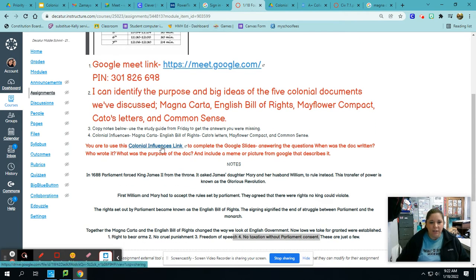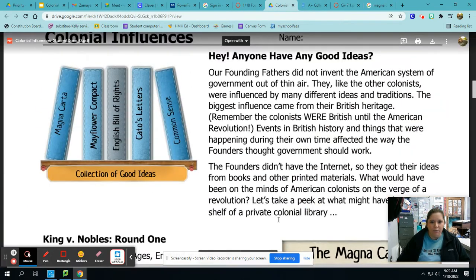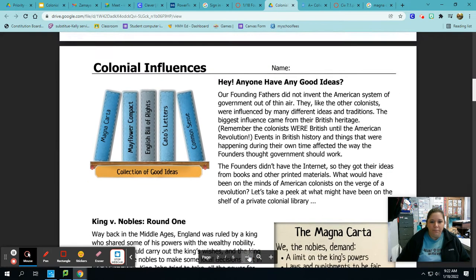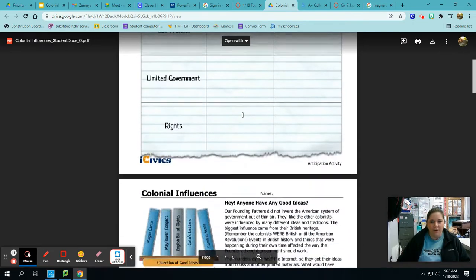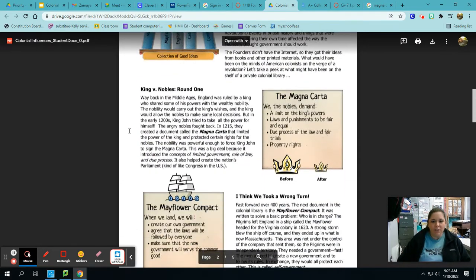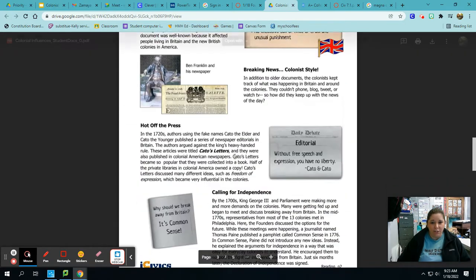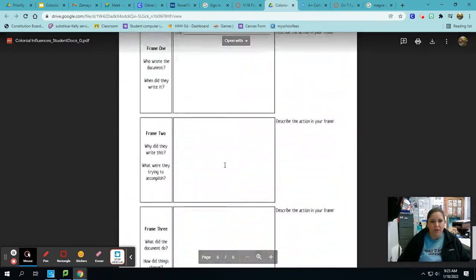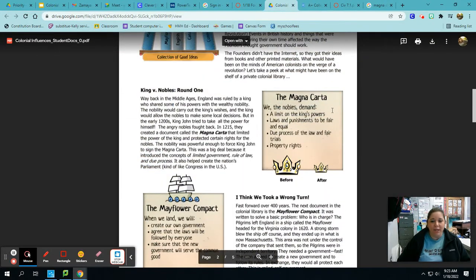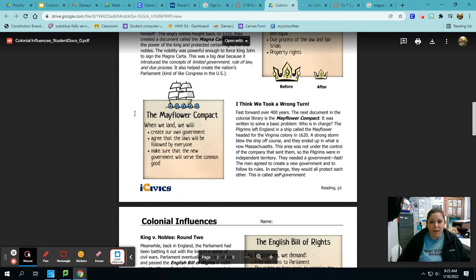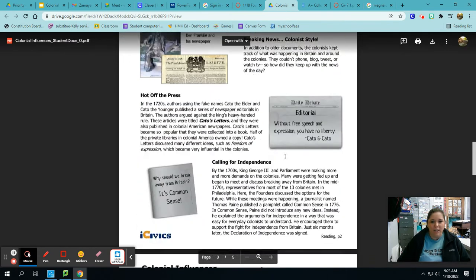So you're going to click the link here, and it's going to bring you to this page. Let me zoom out. You're going to start, this is page 1 that'll come up first. Just scroll down. All of our documents are on these 2 pages. You don't have to do the stuff down below. That's just the worksheet that goes along with it. I'm just taking the reading from it. So, for example, anything about the Magna Carta that you need is going to be found in this little bubble. Everything about the Mayflower Compact is right there. English Bill of Rights, Cato's Letters, and then Common Sense.